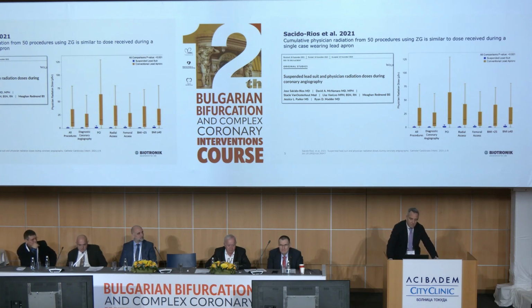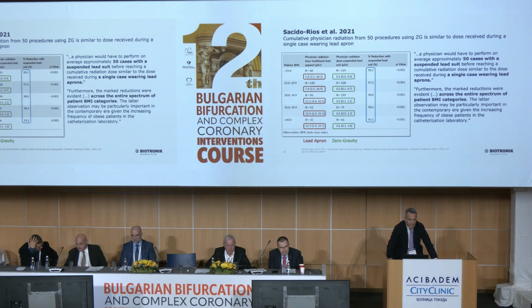So the cumulative radiation from 50 procedures in this study was similar to the dose received during a single case wearing the lead apron, so 50 to 1. So a physician would need to have performed approximately 50 cases with a suspended lead unit before reaching a cumulative radiation dose similar to the dose received during a single case wearing one normal apron.